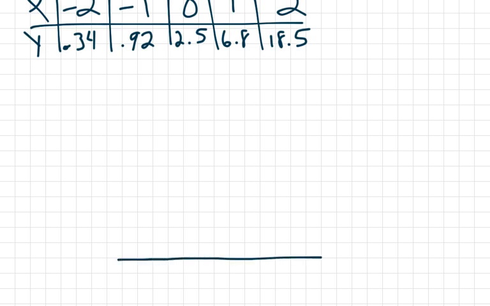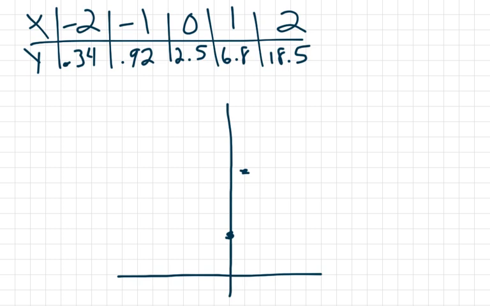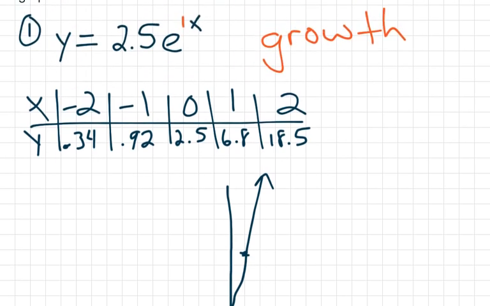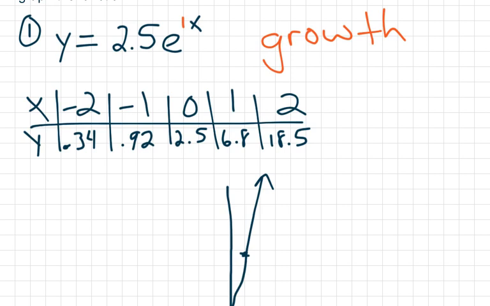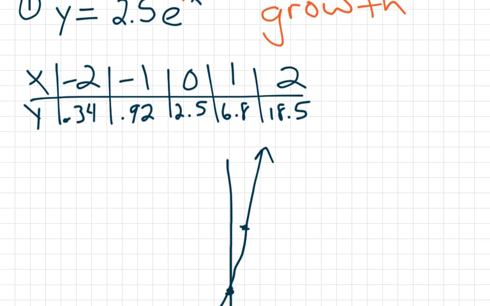Okay, so we got our x-axis, we got our y-axis, and let's put some points on the graph. 0, 2.5 is right about in there. 1, 6.8, so it's not quite to 7, so that's somewhere in there. Negative 1, 0.92, it's almost to 1, so maybe right in there somewhere. And then 0.34, maybe a third of the way up, somewhere in there. It still looks like an exponential function. We just have some different y values. Okay, so there's the graph for y equals 2.5 e to the x, and it is an exponential growth function.